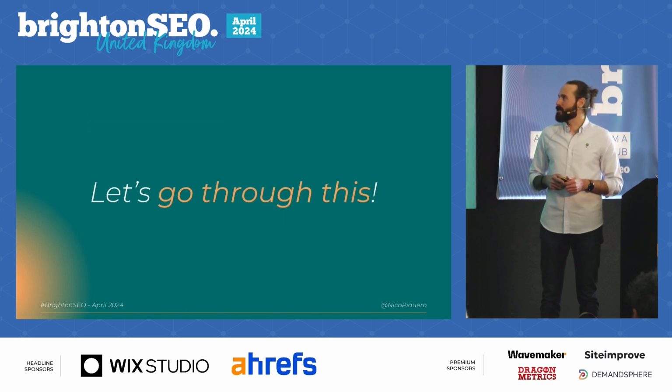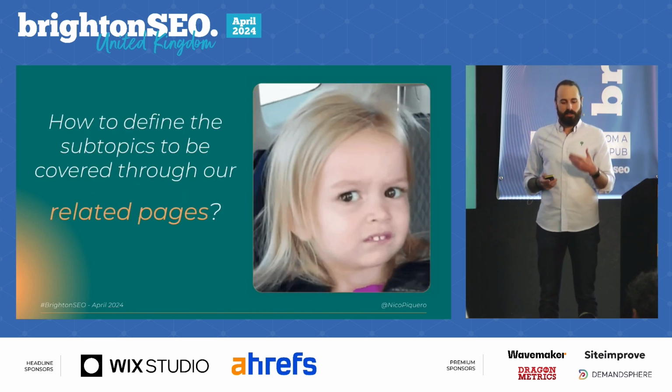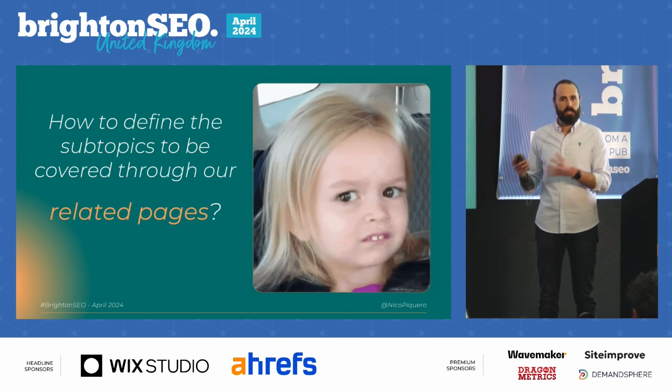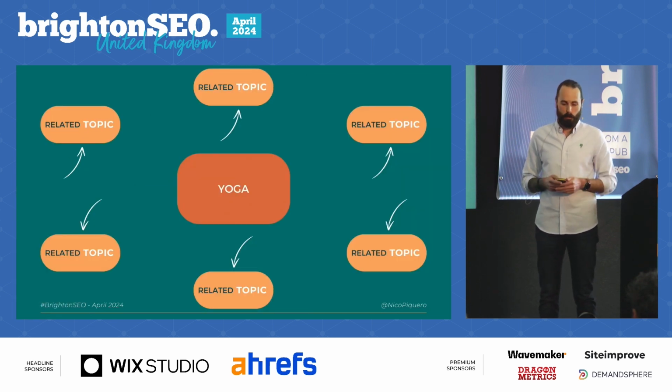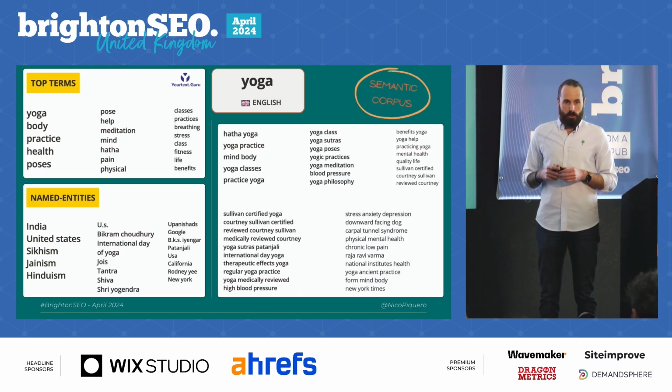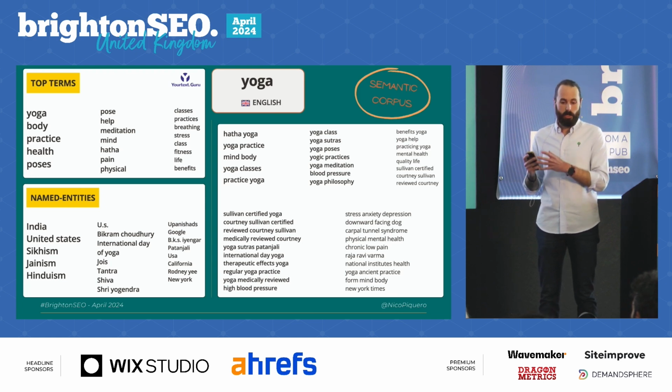So let's go through this together. The first question we had was how to define the subtopics to be covered through our related pages, or in other words, our related topics. So the first thing we want to do is to start by analyzing the semantic corpus of our main topic, yoga.